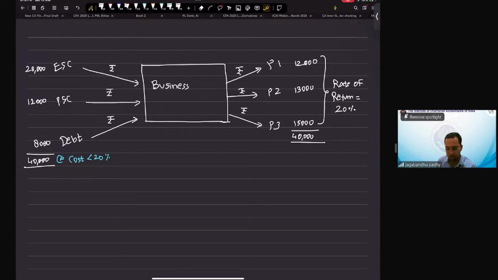I hope you have understood the significance of understanding or calculating the cost of capital, right? Everyone, I hope you understand what is the significance of calculating the cost of capital. Why do we need to calculate the cost of capital?